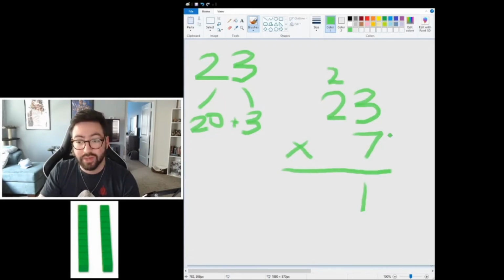Okay, but remember, we also have the 2 tens above. So if we had 14 from 2 times 7 plus 2 more, that would give us 16 tens. And where do we put the tens in our answer? Well, tens always go in front of the ones place. So we're going to write 16 in front of the ones place. And our answer is 161. Again, that is the standard algorithm.